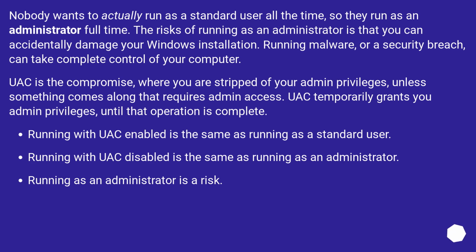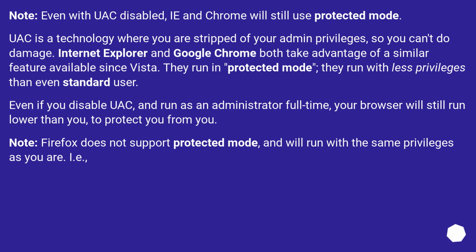Running as an administrator is a risk. Note: even with UAC disabled, IE and Chrome will still use protected mode. UAC is a technology where you are stripped of your admin privileges, so you can't do damage. Internet Explorer and Google Chrome both take advantage of a similar feature available since Vista. They run in protected mode. They run with fewer privileges than even a standard user.